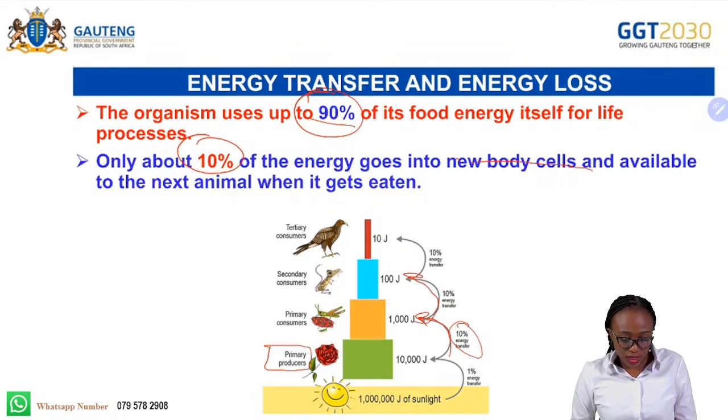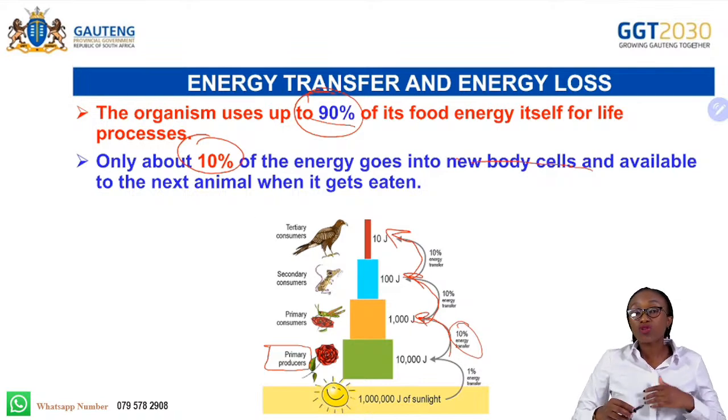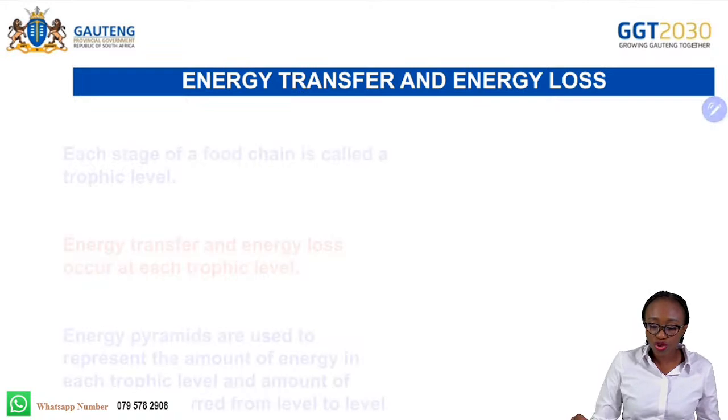Then when the secondary consumer consumes the primary consumer, it's consuming that 10% that has been stored, and then it uses 90% of that 10% for its life processes and stores 10. Then that 10 is transferred to the tertiary consumer. So that is how the energy is transferred from one consumer to the next.